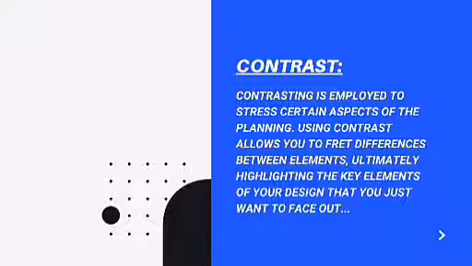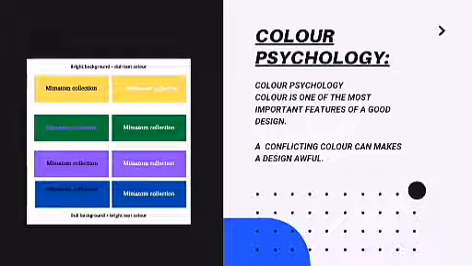As you can see in the image here, you can see different color backgrounds and different color text. This is how colors actually go together. Now, color psychology. Color is one of the most important features of a good design. All of us know that. I don't even have to say it. A conflicting color makes a design awful. If you don't use a really good color for your design, even though your design and elements and all other things are meaningful, the color can just destroy your designs.